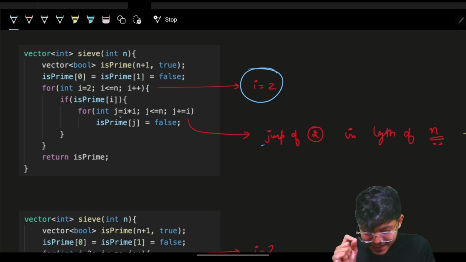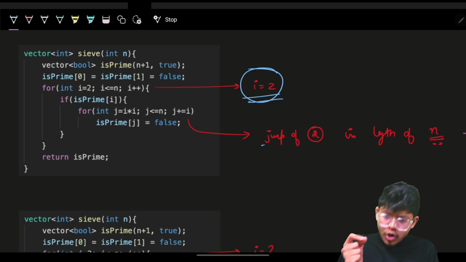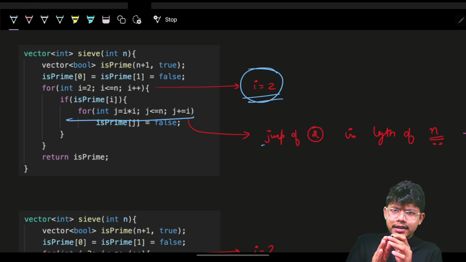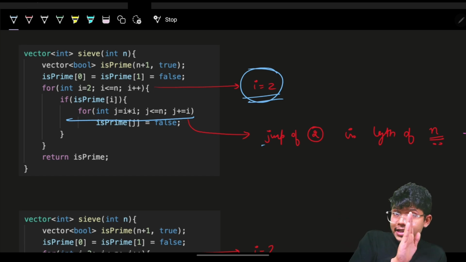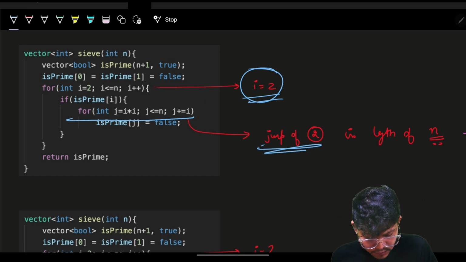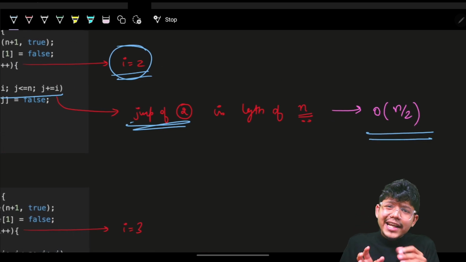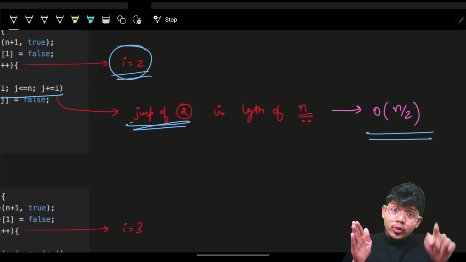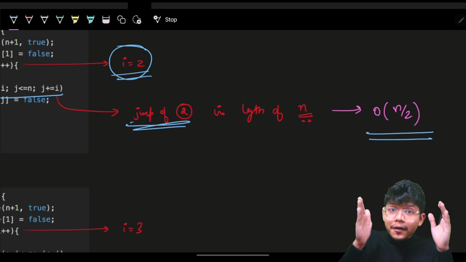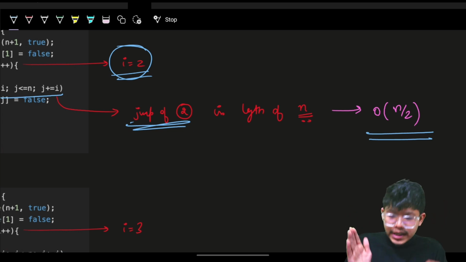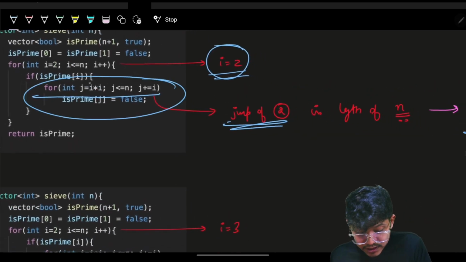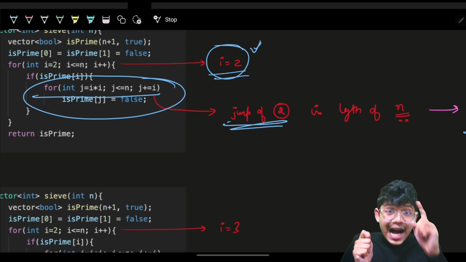So at I equal to 2, it is going and trying on the entire n roughly, which means it is doing a jump of 2. So I know one thing for sure, that it will roughly take O of n by 2 times. Jump of 2. So it is kind of roughly iterating on n by 2 elements. This inner loop I'm talking about is the inner loop for the specific I value.